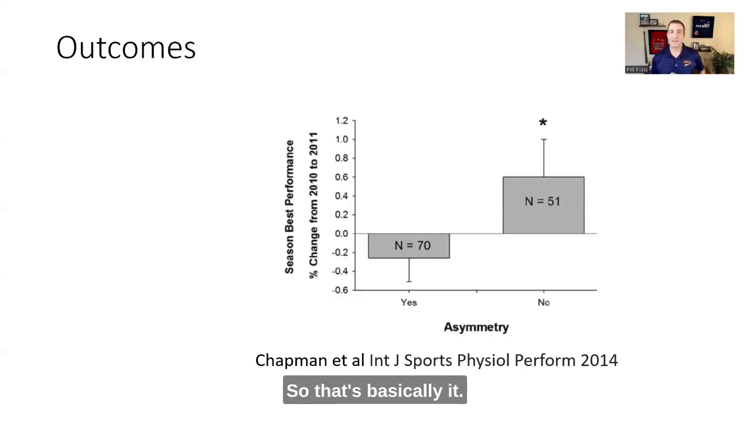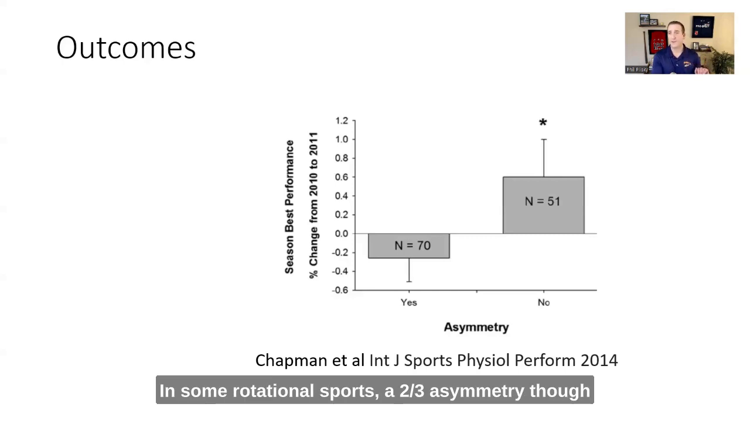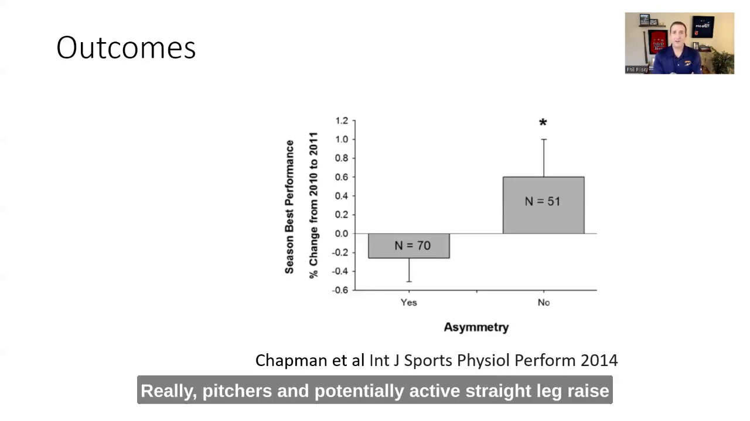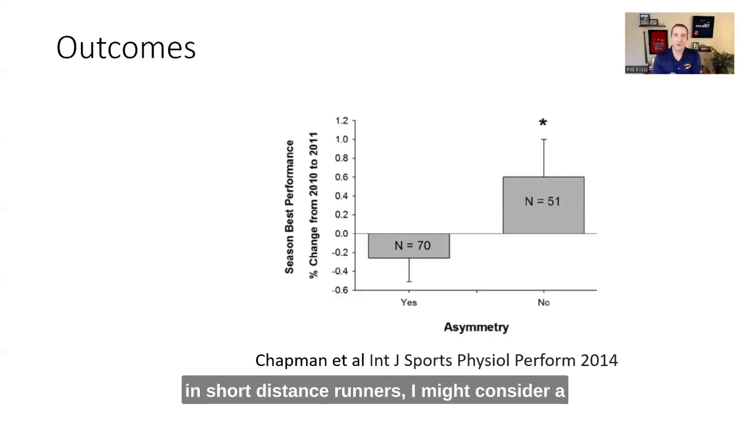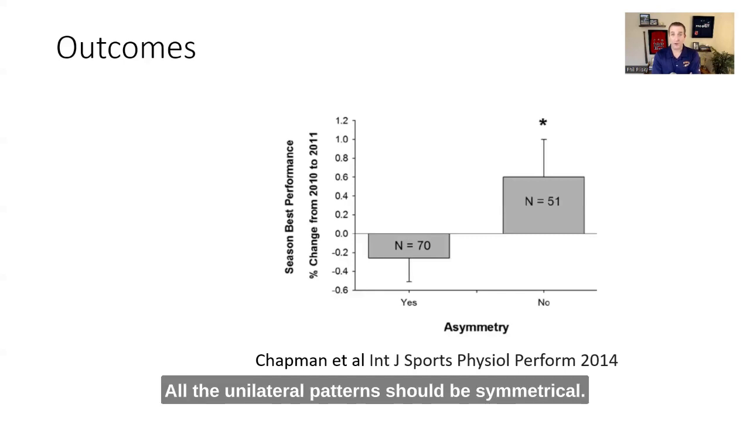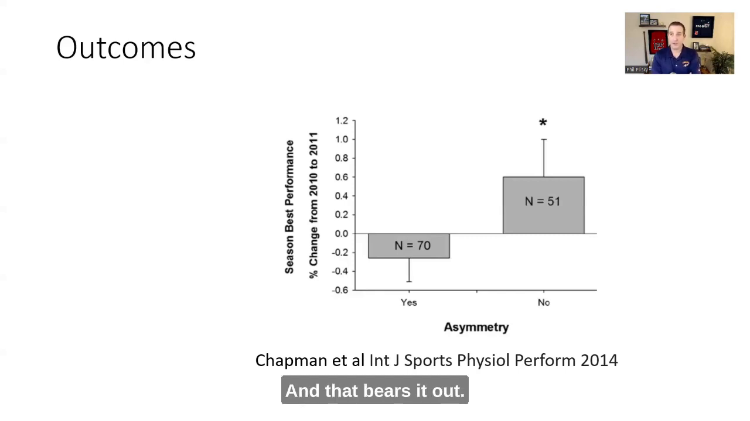So that's basically it. In general, we were okay in some rotational sports with a 2-3 asymmetry, though even in sports like golf and baseball hitting, the rotary stability should be a 3-3. The active straight leg raise in those players should be 3-3. Really, pitchers and potentially the active straight leg raise in short distance runners, I might consider a 2-3 asymmetry to be okay. But other than that, everything else should be symmetrical. All the unilateral patterns should be symmetrical, and that bears it out well.